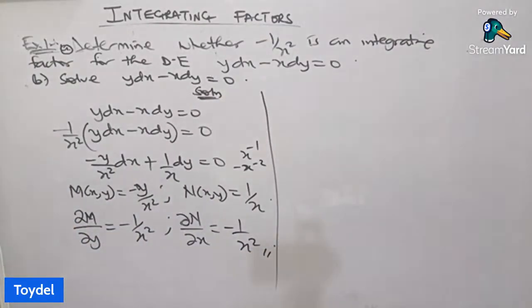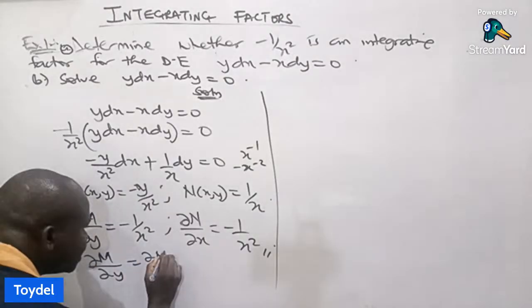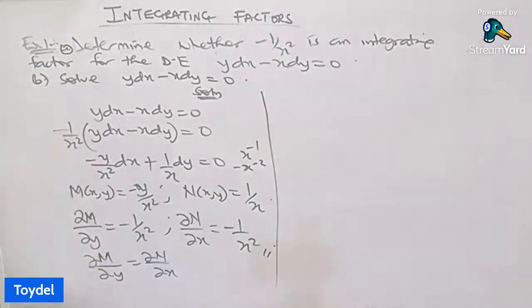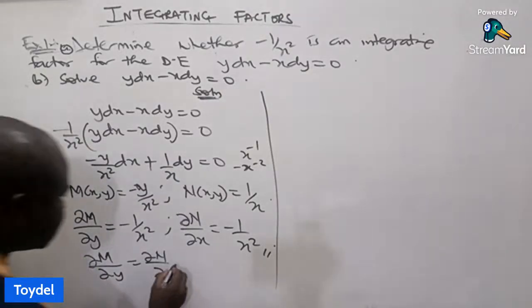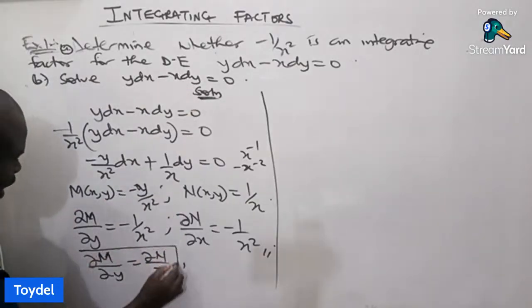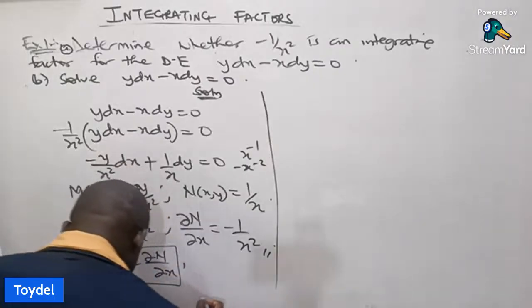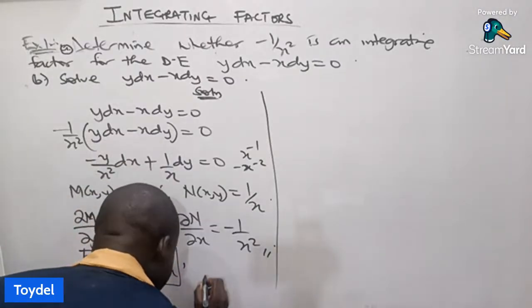If you compare the two results now, you realize that they are the same. That is, the M y is the same thing as the N x. And what is the implication of that? It shows that we have been able to transform this differential equation, because this is the condition for exactness. If you check the video on exactness, we have been able to show that it is exact.